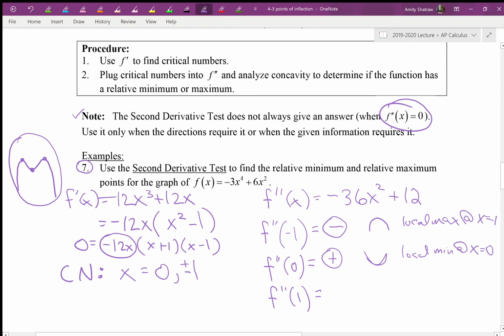And the last one, plug in a negative 1, plug in a positive 1. I'm going to get the same thing either way. This is going to end up being a negative number, and that means that it is a local max at x equals 1. And again, check this graph, okay? Actually check it on Desmos, and you'll see that it has a shape somewhat like that. You're ready to do homework.